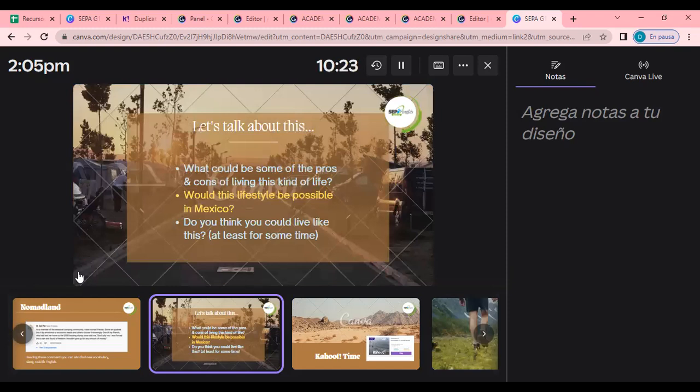Let's talk about this. What could be some of the pros and cons of living this kind of life? Could this lifestyle be possible in Mexico? What do you think? I think in Mexico it's not possible. It's kind of dangerous, but I don't know. What about you? Do you think you could live like this, at least for some time? Do you think it's possible to live like this? Would you like it?